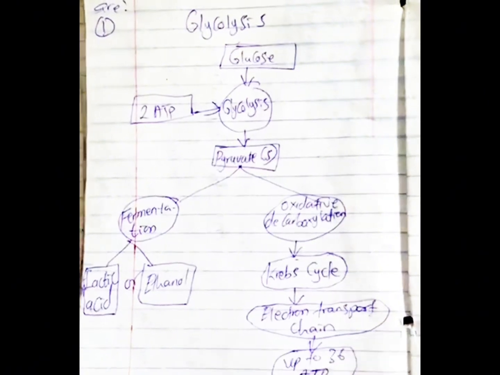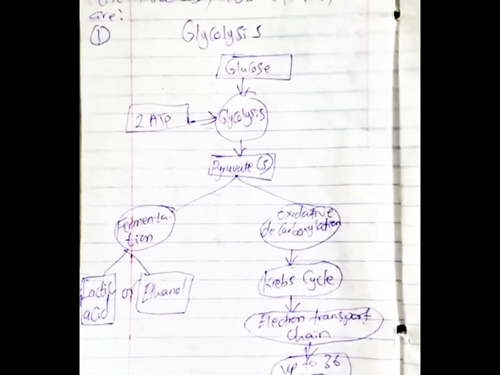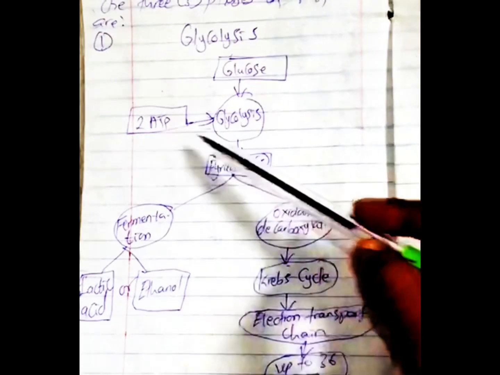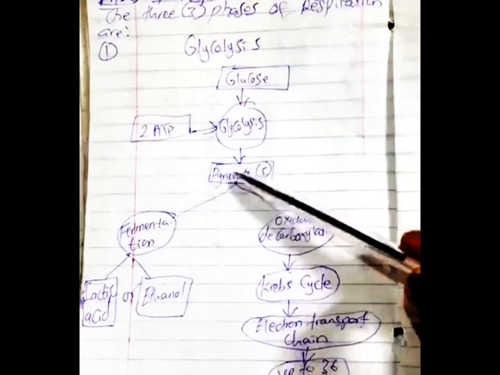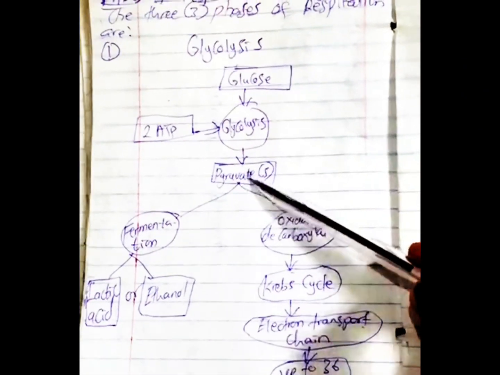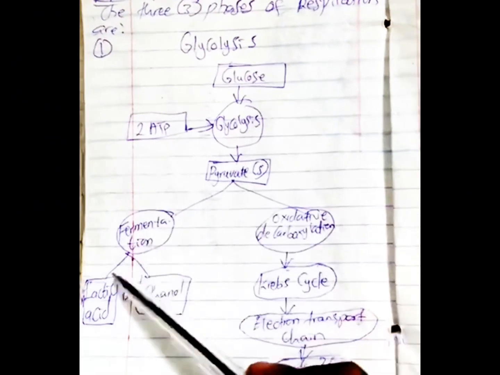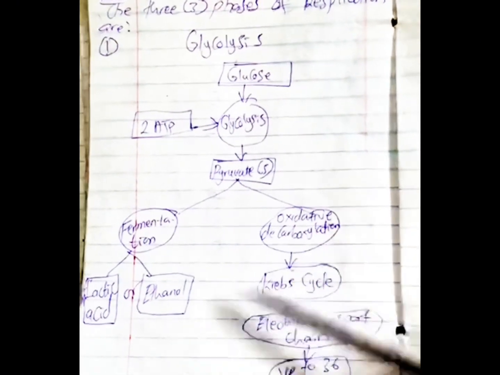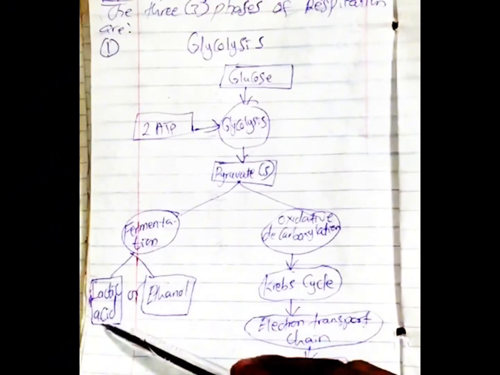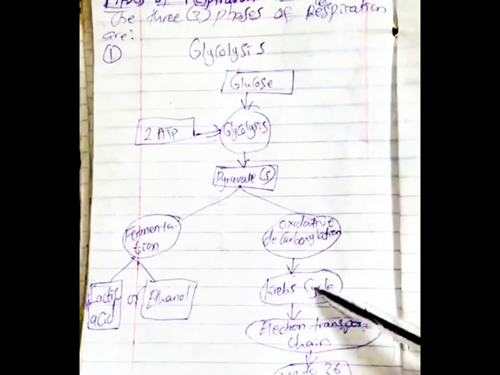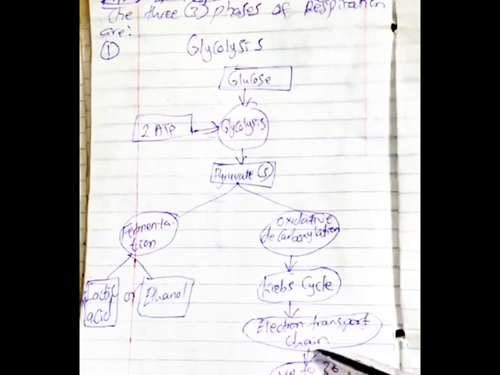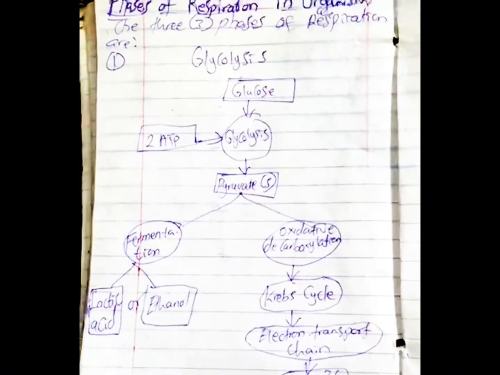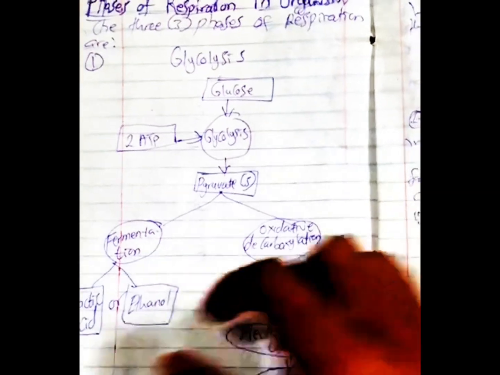which yields up to 36 ATP of energy. Okay, this is glycolysis. Glucose breaks down with energy, it becomes glycolysis, then pyruvate. The pyruvate then separates into two: fermentation, which leads to lactic acid or ethanol, and oxidative decarboxylation, which leads to the Krebs cycle, electron transport chain, and up to 36 ATP.